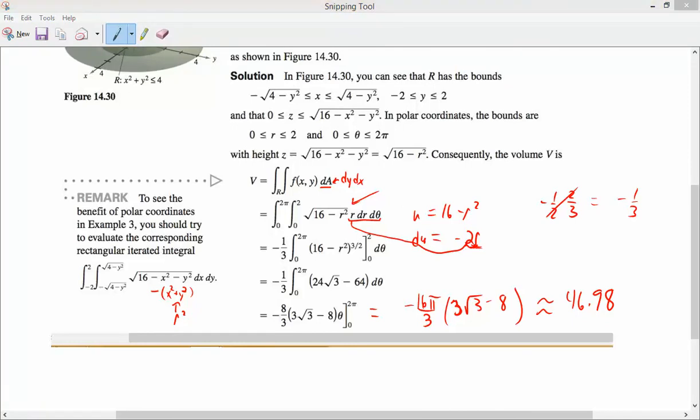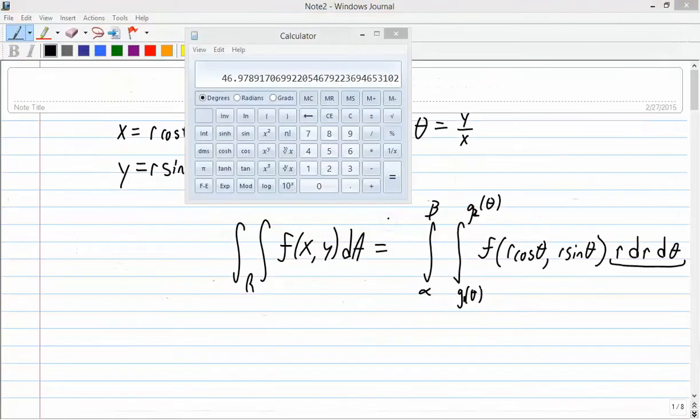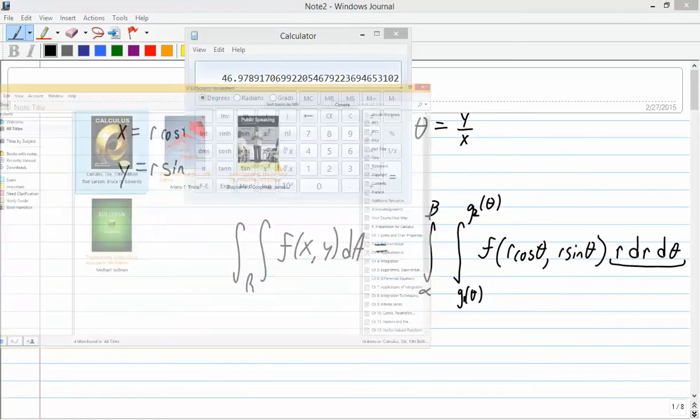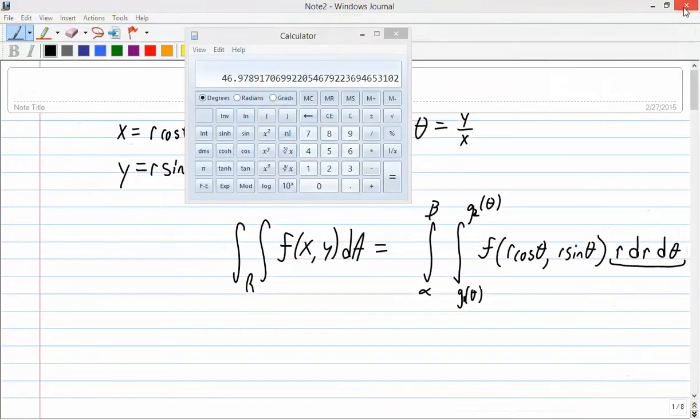Alright, so there's a lot that goes into this. You have to be careful. You need to be semi-good at setting it up in rectangular form, and then from rectangular form you can change that over to polar form. And that's basically what you have to do.